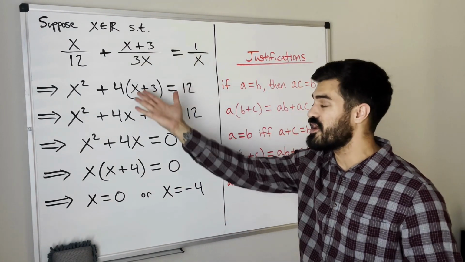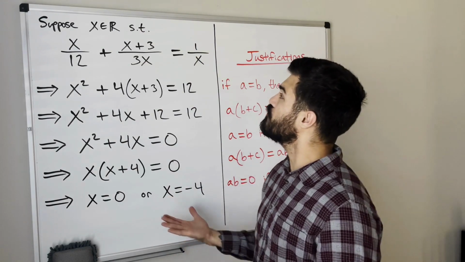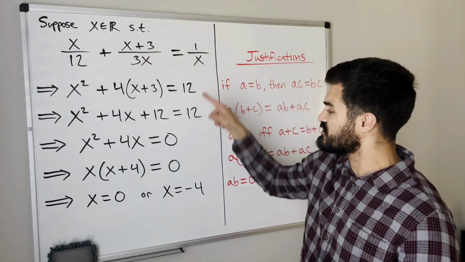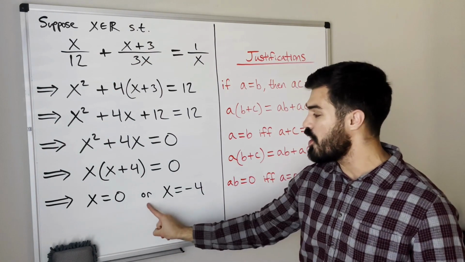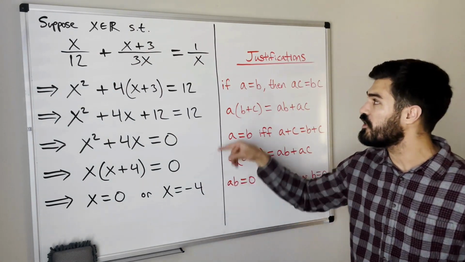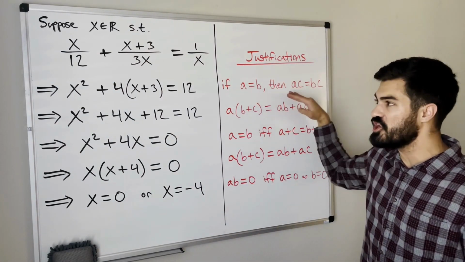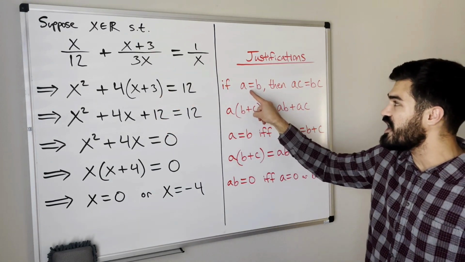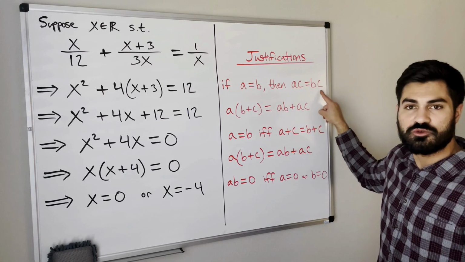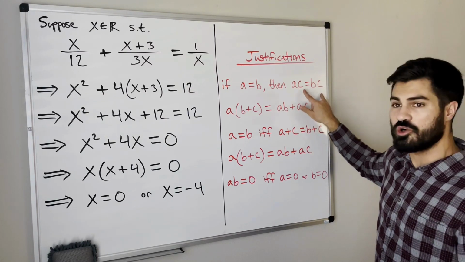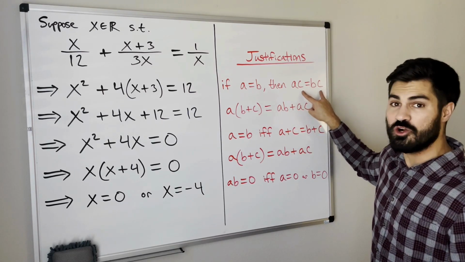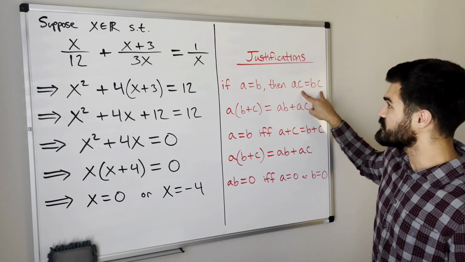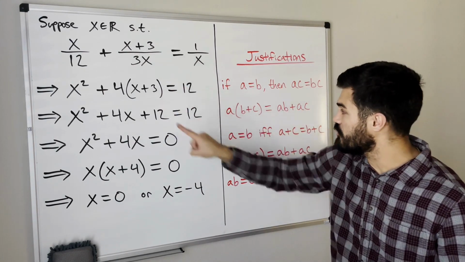So I've written this out as if it were a proof. We are proving if x is a solution to this equation, then x equals 0 or x equals -4. And here are the ways we are justifying each step. To go from here to here, we're using the fact that if A equals B, then A times C equals B times C. And this is regardless of whether C is 0 or not. This works for all real numbers, right? So we can go from here to here, no problem.